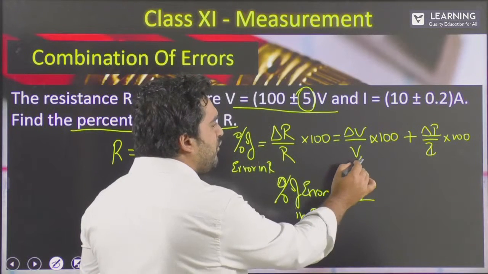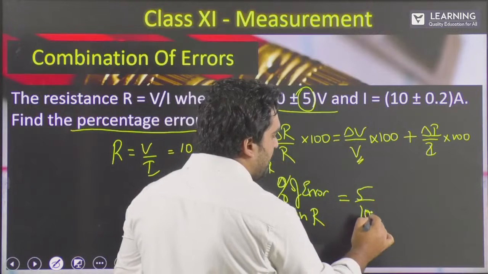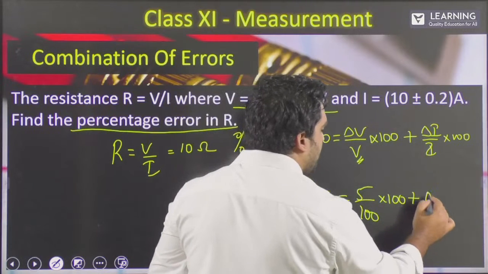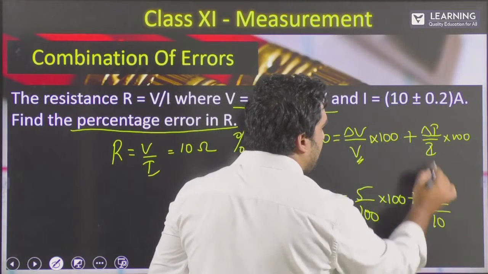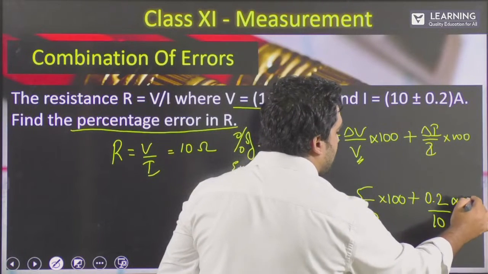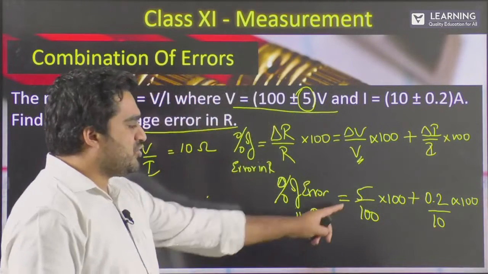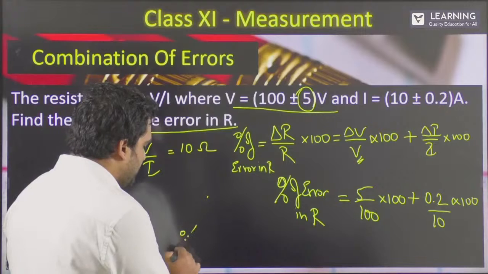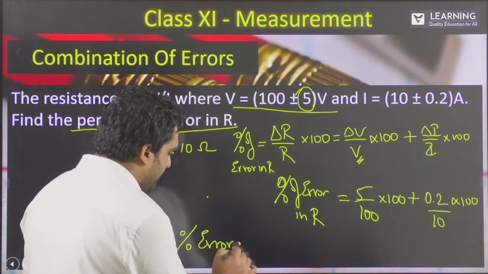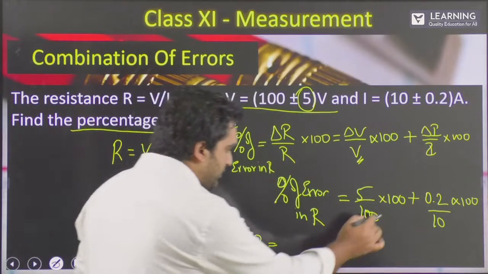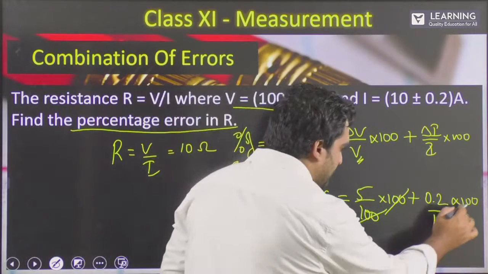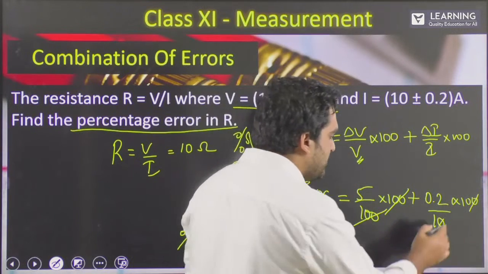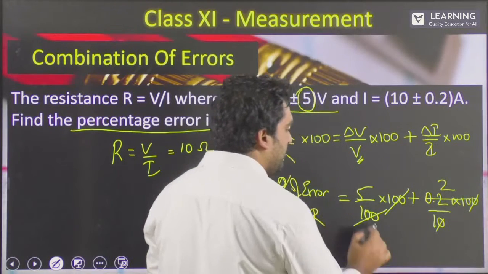5 by true value is 100 times 100, plus delta I is 0.2 divided by 10, because true value is 10, times 100. Solve to find the percentage of error in R. Percentage of error in R equals, cancel these two, one of the zeros gets cancelled, and 0.2 times 10, shift the decimal place, which becomes 2. So I will write this 2.